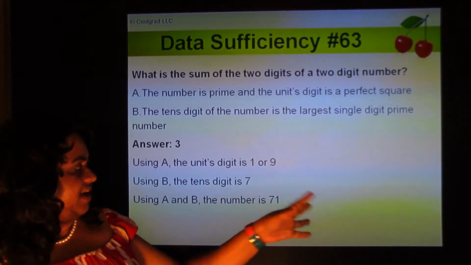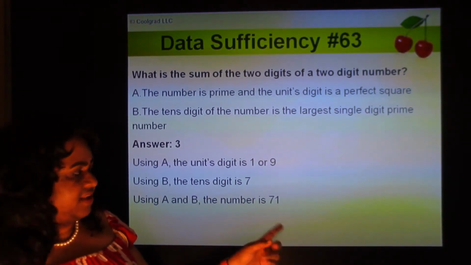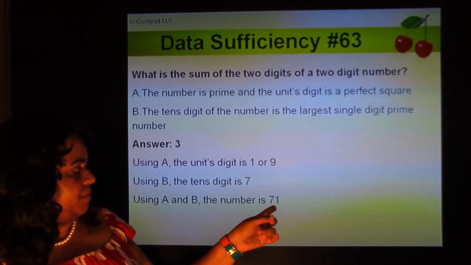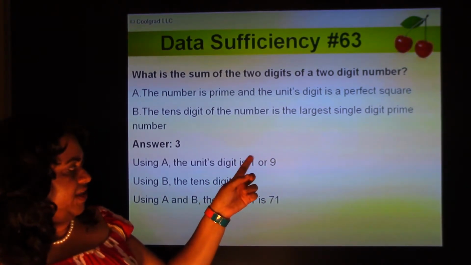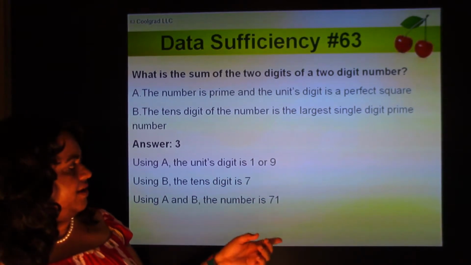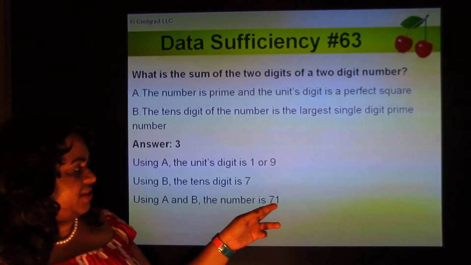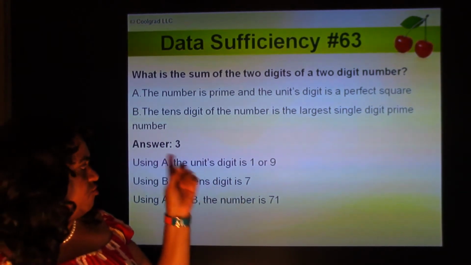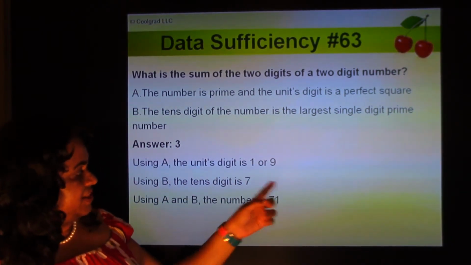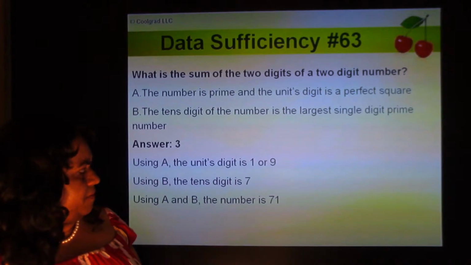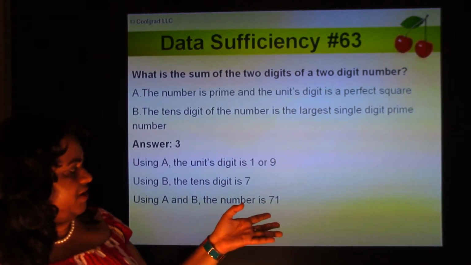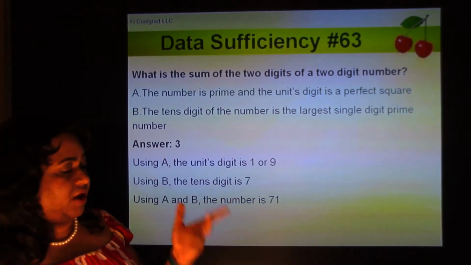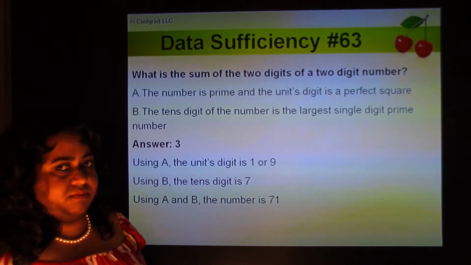So I'm guessing 79 is not a prime number, in which case 71 is the only prime number starting with 7 and ending with either a 1 or a 9. And if 71 is the only number that meets this solution, then using both we could arrive at the unique solution and we pick option 3. But if 79 is also a prime number, it also meets both the criteria, then we have two options, and then we will pick option 4, which is both are insufficient.